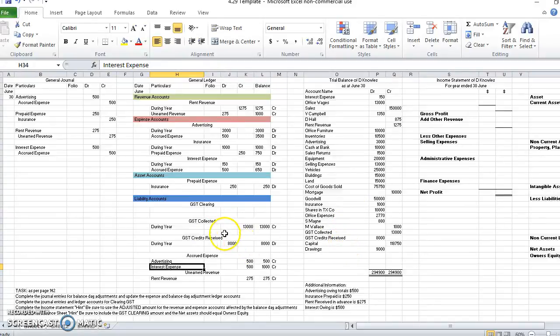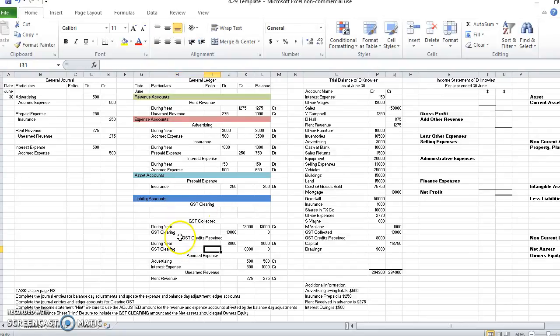So the way we do that is just like a closing entry for a ledger. So if we have a $13,000 credit balance, then we will debit for $13,000, which will give us 0. And the opposing account will be GST clearing. GST credits received, if it's an $8,000 debit, what do we do? $8,000 credit, which will make it a 0 balance. And we want to send that to GST clearing.